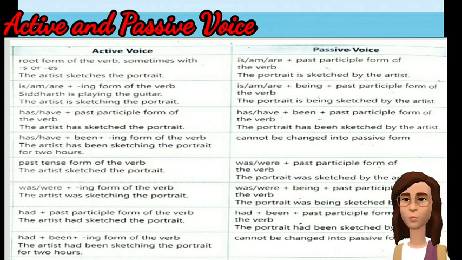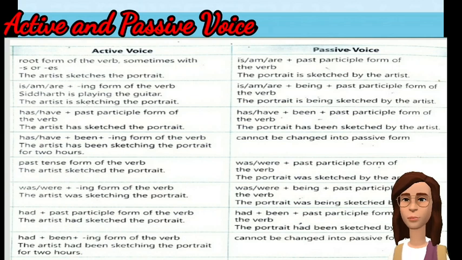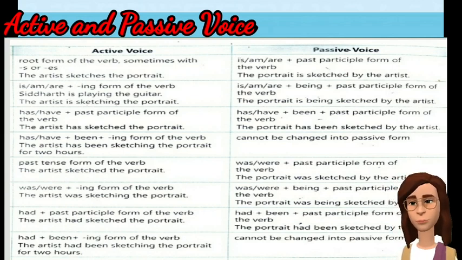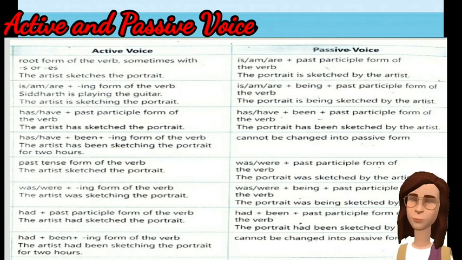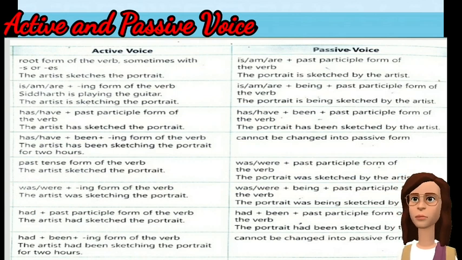Second, simple past. We will write the artist sketched the portrait, and in passive voice we will write the portrait was sketched by the artist. In simple future we will write the artist will sketch the portrait. In passive voice, the portrait will be sketched by the artist. Here we have to add be also.